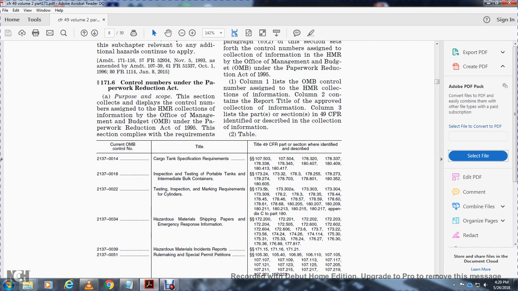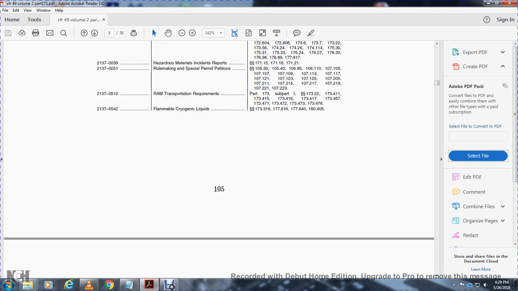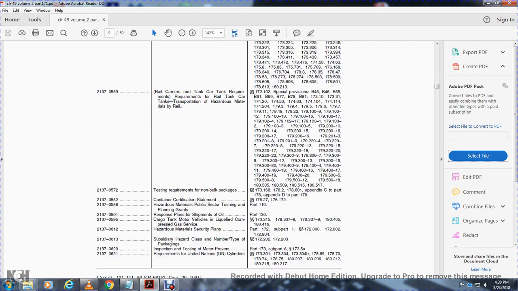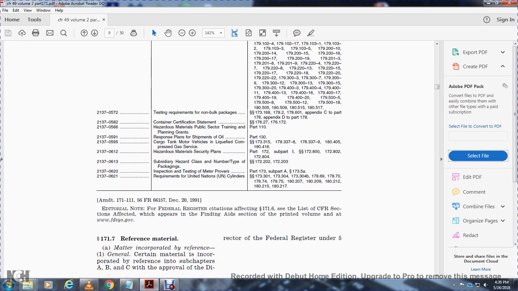All right, so you have your cargo tank specification, inspecting, testing, portable tanks and intermediate bulk container testing, inspection requirements for cylinders, hazardous material shipping papers, emergency response, hazardous material incident reports, special procedures, radioactive material transportation requirements, flammable cryogenic liquids, hazardous waste, rail carriers, tank car requirements, hazardous materials by rail, testing requirements for non-packaged bulk containers, public sector training and planning grants, response plans for the shipping of oil, cargo tanks and vehicles for liquid compressed gas, surface hazardous material security plans, security, hazard class, number, type of packaging, inspection, testing, and provisions for United States cylinders.